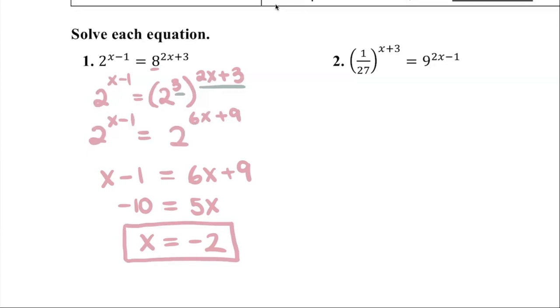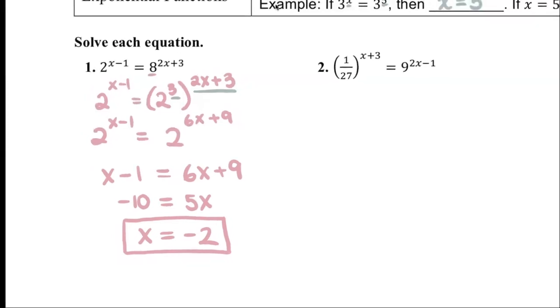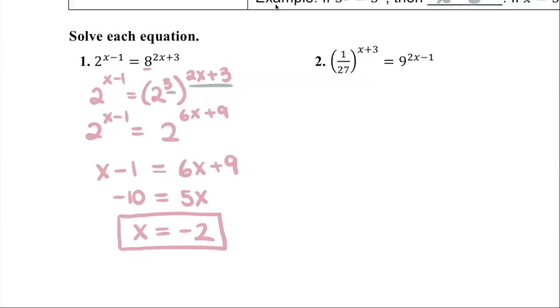Okay, let me see if there's any questions on that. You can put in the chat or unmute yourself and just let me know. No? Okay, all right, let's try number 2. I'm gonna start calling people, so get ready. Here we go.